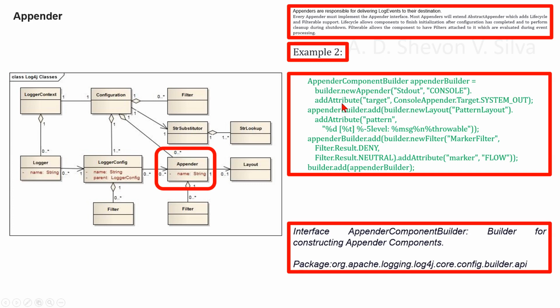With addAttribute, it adds a boolean attribute. This is a key and this is the value. With add here, it adds a layout to the appender component.